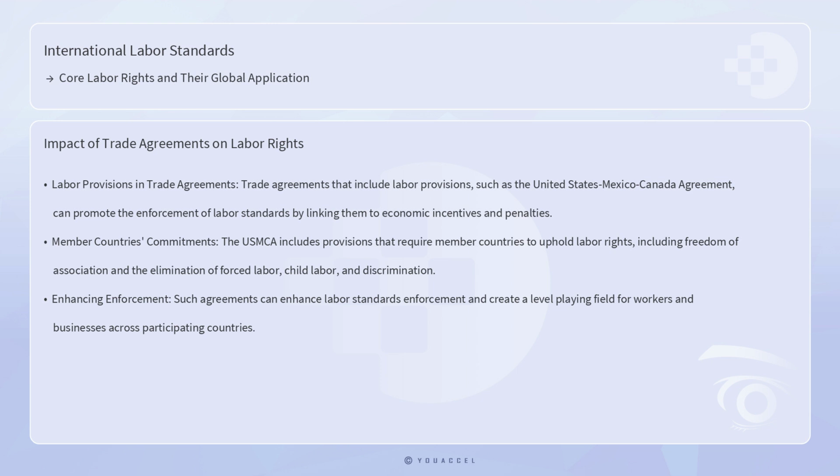The USMCA, for example, includes provisions that require member countries to uphold labor rights, including freedom of association and the elimination of forced labor, child labor, and discrimination. Such agreements can enhance labor standards enforcement and create a level playing field for workers and businesses across participating countries.